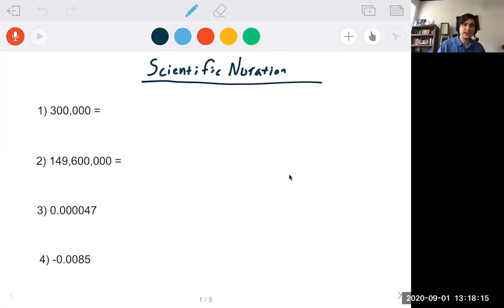Remember that we use scientific notation in science because we want to write extremely large numbers and extremely small numbers in a very efficient way, a very compact and efficient way. All right, so number 1 right here. My answers are going to be written in blue. I might have to erase a few times.